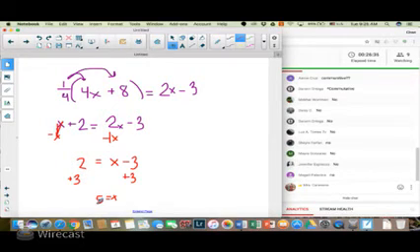Now I knew just looking at the beginning that there was going to be one solution, because I knew just doing it in my head that when I distributed this, that was going to be 1x. And over here, there was 2x. So I knew there had to be a solution. Wasn't sure if it was going to be a whole number, but I knew there would be a solution. And those are the things that you'll start to see the more and more you solve these equations.